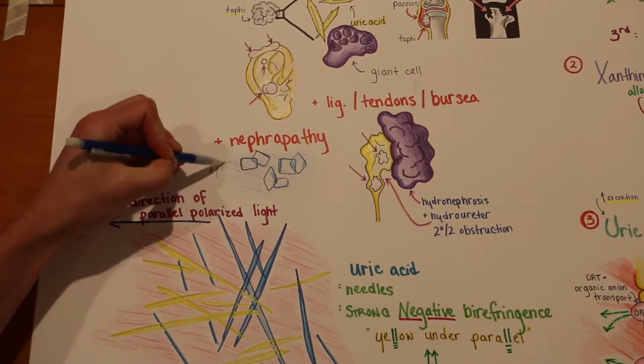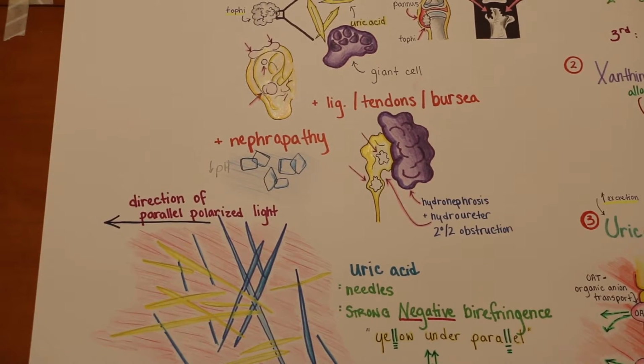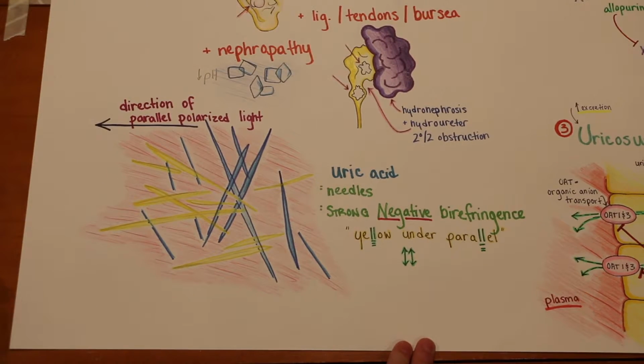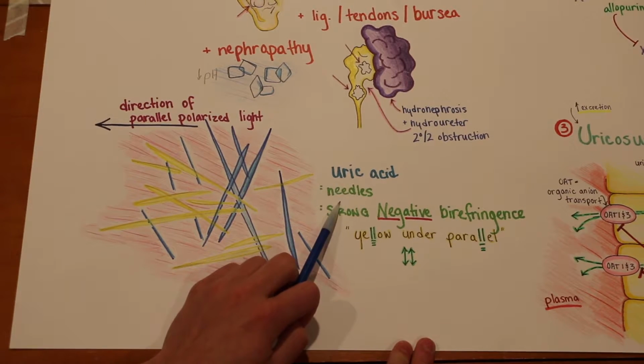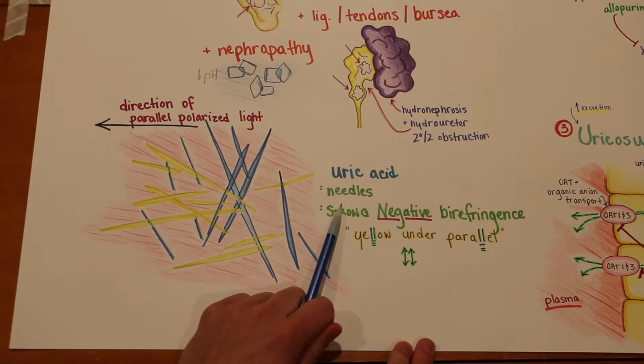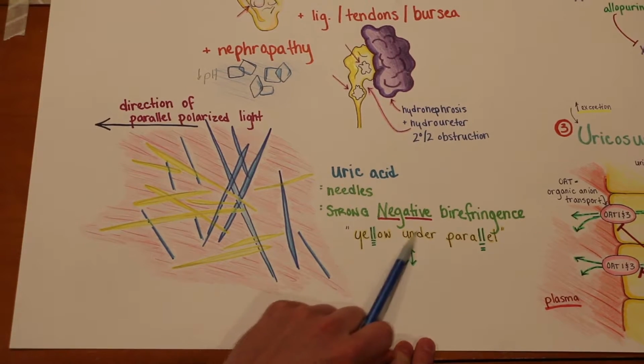I'll come back to joint fluid analysis later, but one key to remember with gout is that you must know the appearance of the crystals. Urate crystals are described as long, slender, and needle-shaped, found in the synovial fluid and occasionally within the cytoplasm of neutrophils. Uric acid crystals are negatively birefringent.